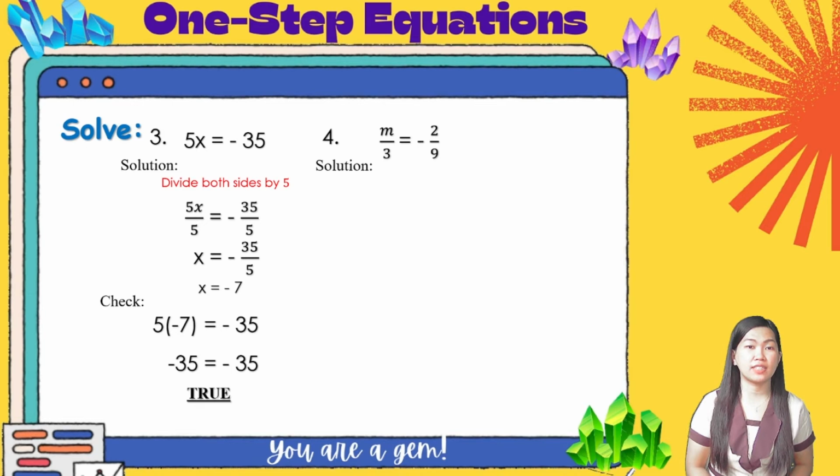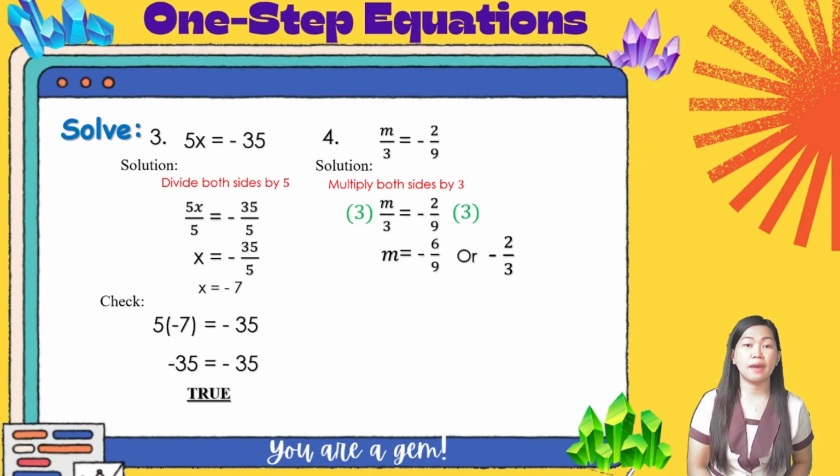So the given equation is m over 3 is equal to negative 2 over 9. Again, you need to find the inverse of the given. The given is division, so the inverse of division is multiplication. So what will you do? You will multiply both sides by 3. So we have m is equal to negative 6 over 9, or if we simplify negative 6 over 9, the answer is negative 2/3.